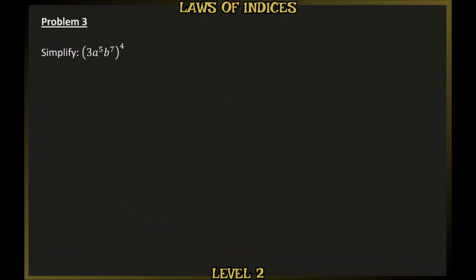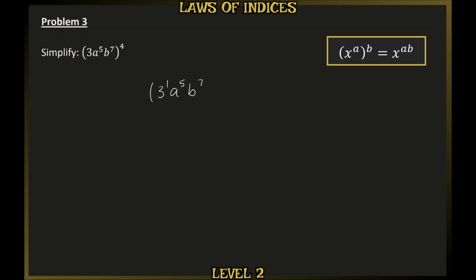In problem 3, we're simplifying 3a to the power of 5, b to the power of 7, all raised to the power of 4. Since we're raising powers to powers here, we're going to use this law, which tells us that when we raise a power to another power, we multiply the two together. Now before we start, it's important to realise that the 3 at the start of the bracket has a power of 1 on it. And now we've realised that, we're ready to multiply.